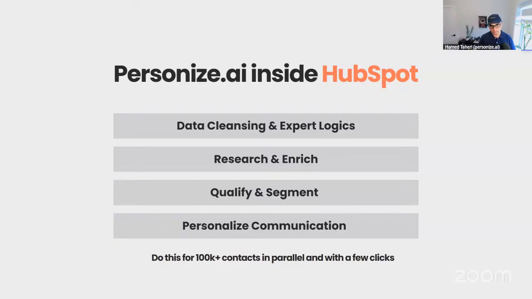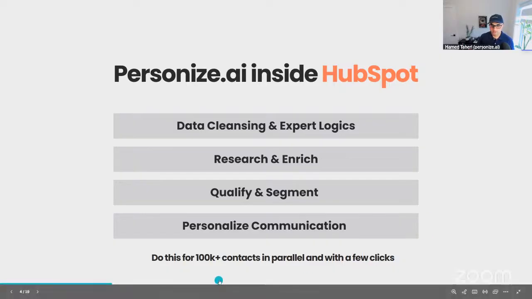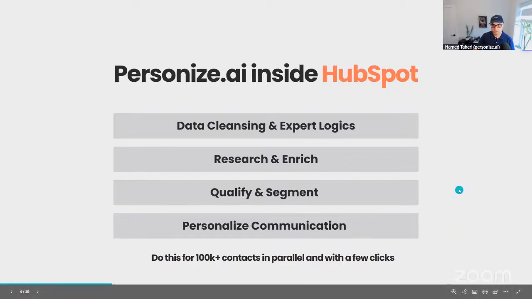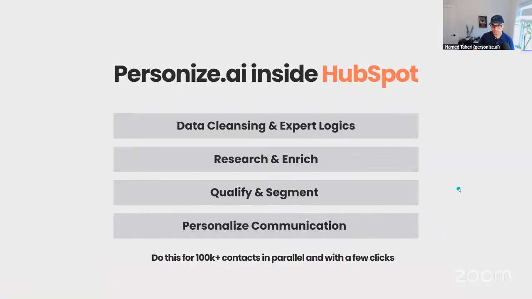Then we have three main categories: research and enrichment, qualification and segmentation, and with them, we can personalize content. Our focus is when you have a large number, 10K, 100K contacts in parallel. The way you think about AI agents is completely different from when you have tens of them and you just want some assistant. We are focusing on how to do it, because our vision is that this is the bottleneck of going to the vision we are pursuing.